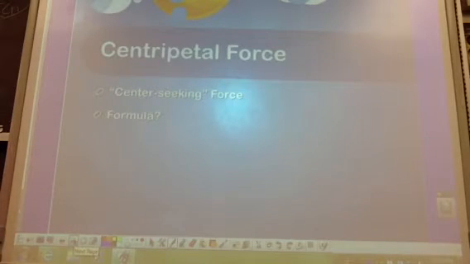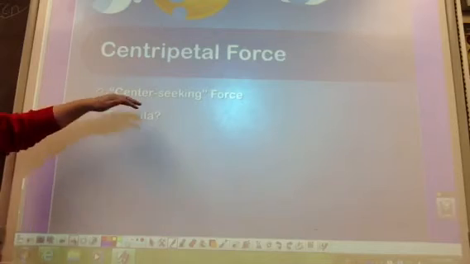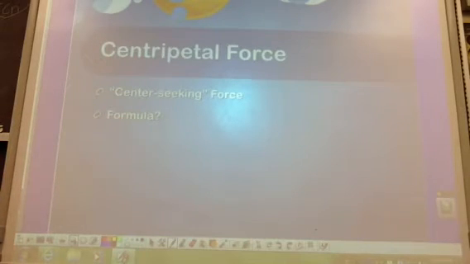Okay, we also have something that's called the centripetal force. Any motion in a curved path that represents accelerated motion requires a force that's directed toward the center of curvature of that path. We call that centripetal force. Centripetal just meaning center seeking, so it's a center seeking force.